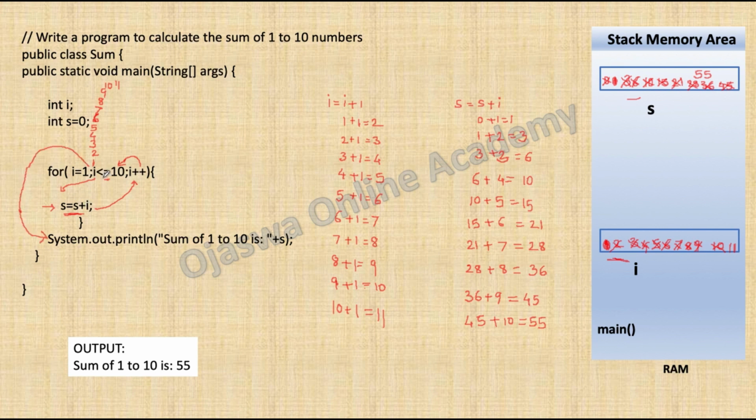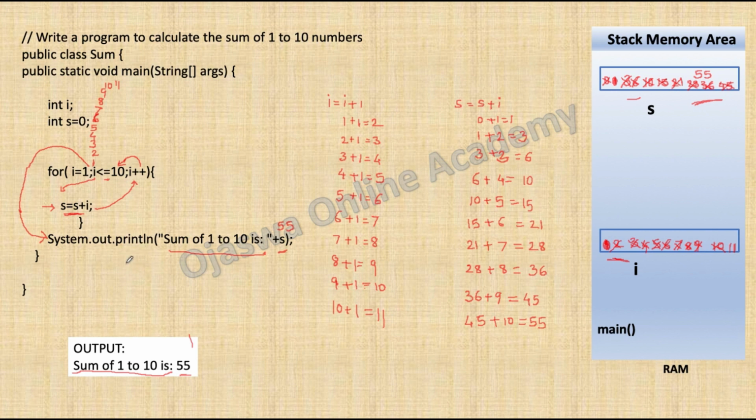So from the condition statement, control of execution will come to the next statement written after the loop, System.out.println. This is the text printed to the console. Sum of 1 to 10 is colon. This is printed as it is to the console, and variable s. Variable s will retrieve its value inside the memory. The updated value of variable s is 55. So 55 is retrieved from the memory and it is printed to the console. Println method is used to print to the console.